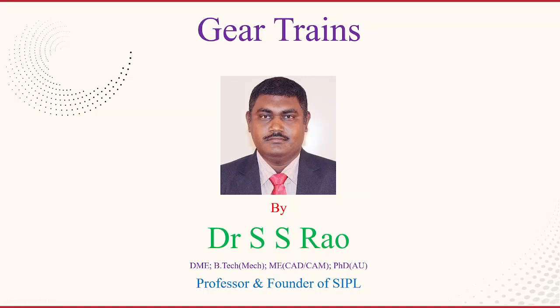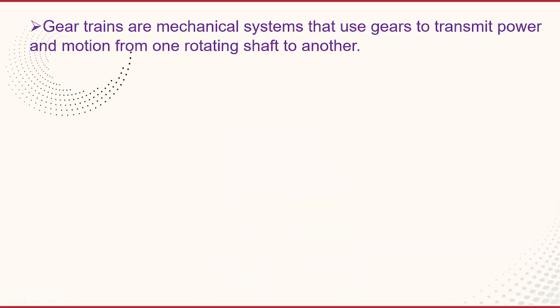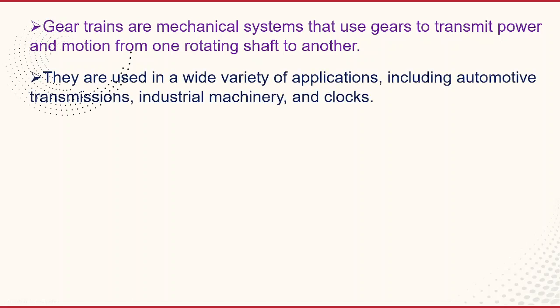In this video, I'm going to explain gear trains. Gear trains are mechanical systems that use gears to transmit power and motion from one rotating shaft to another. They are used in a wide variety of applications, including automotive transmissions, industrial machinery, and clocks.